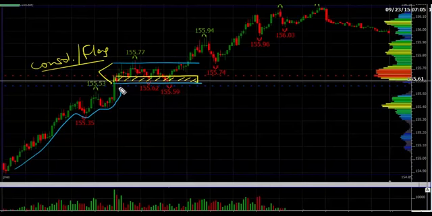It gets to an area where the buyers no longer want to be aggressive and they don't want to buy the high anymore. It gets to an area where they potentially want a little bit of two-way flow, and they stay passively buying and putting a bit of a floor in the market.